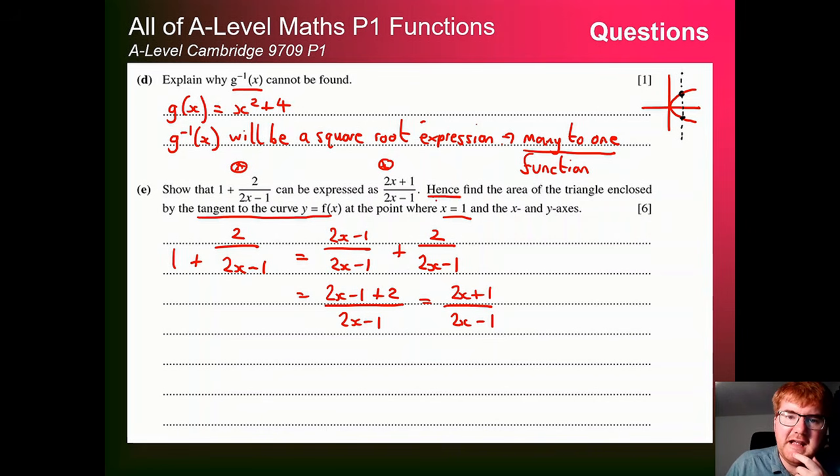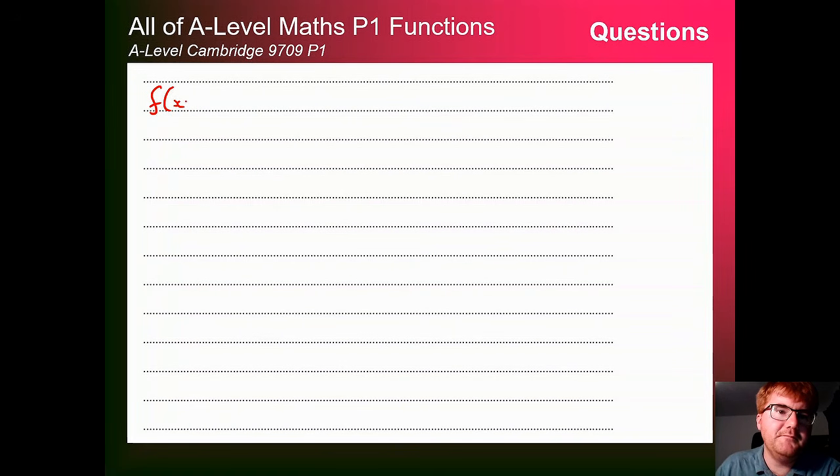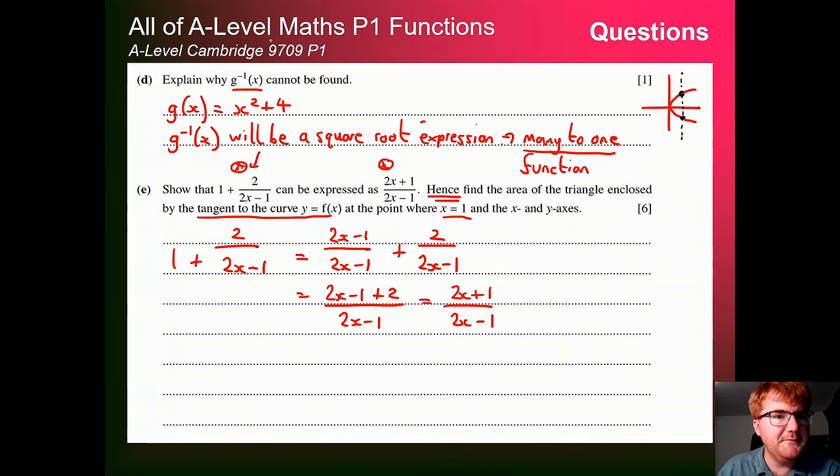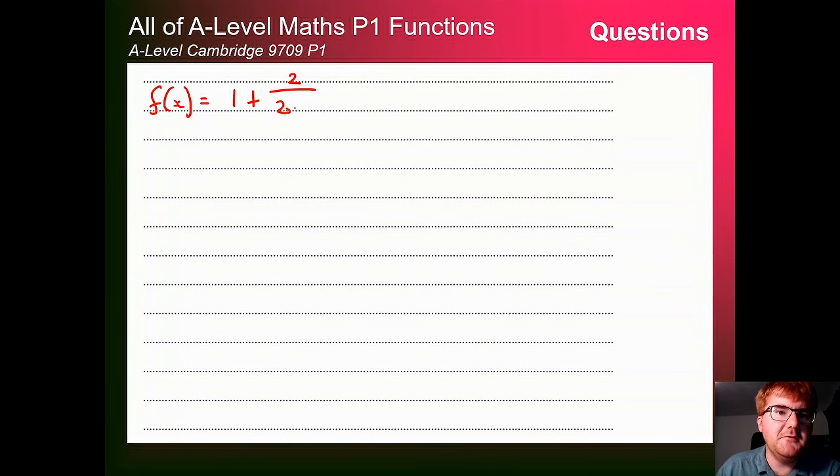Now we've got this lovely word hence, so we have to use this expression in some way. And as soon as I see the phrase tangent to the curve, remember f of x is equal to 2x plus 1 over 2x minus 1, I'm thinking differentiation. I'm using these trigger phrases to get me doing the right process. So f of x, now we've actually worked this out, can be equal to 1 plus 2 over 2x minus 1. And what we want to do is differentiate this.